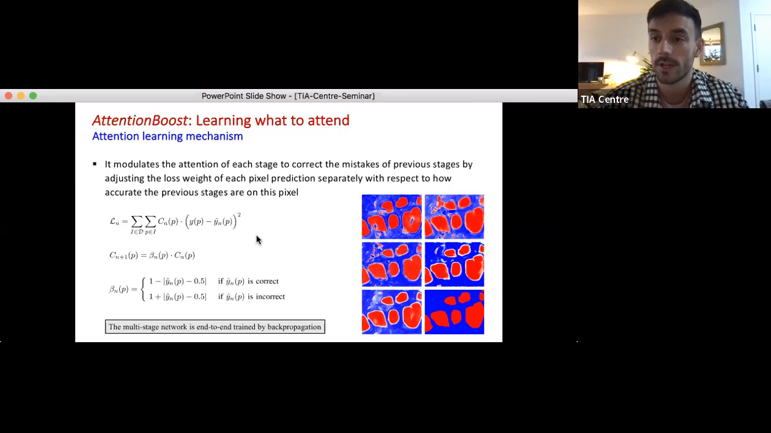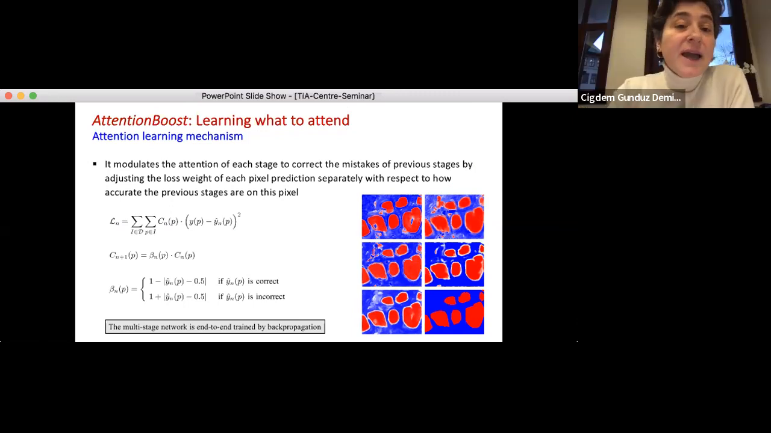Okay, sure. Then at test time, you just have one single pass through the network, do you? Yes. At test time, you don't need to adjust the weights, because you don't need the loss function, because you're not minimizing a loss function, which means that you don't need to use these loss weights. Okay, sure.